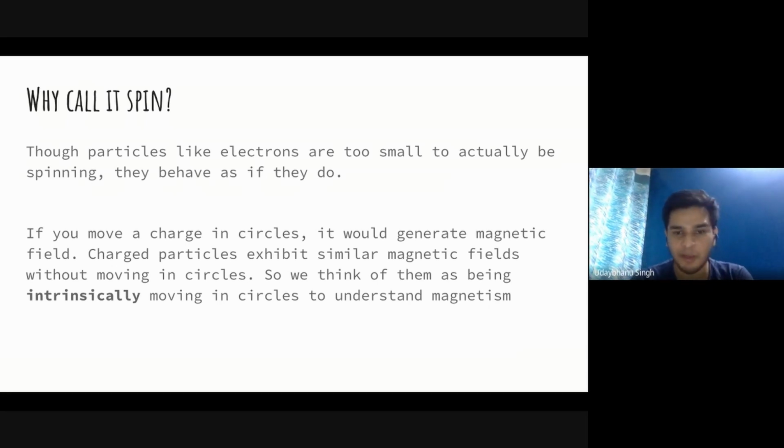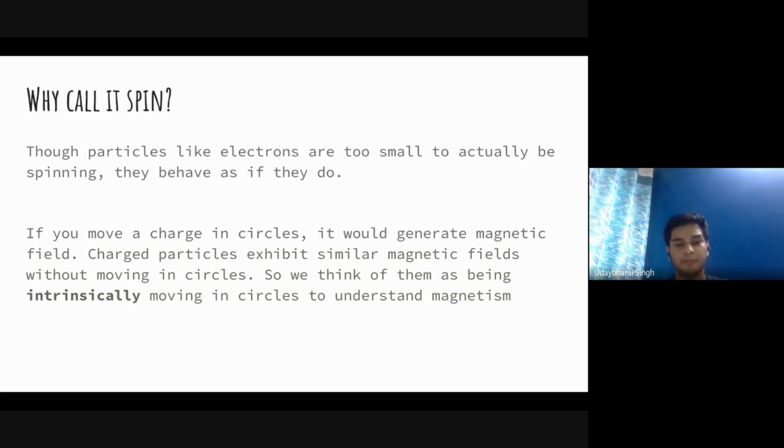The reason we call this property spin is that when it was first discovered and being researched, scientists actually thought that particles were spinning. That was the first theory they had, and they started calling it spin. Later on, it was discovered that the particles actually aren't spinning, but they decided to stick to the name because they had been using it for very long. So let's talk about why they thought particles were spinning in the first place.